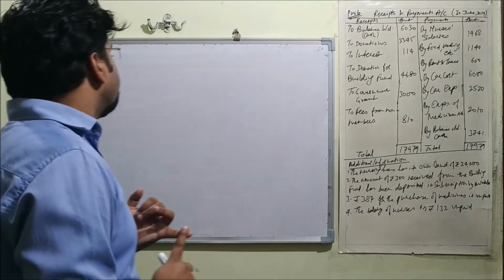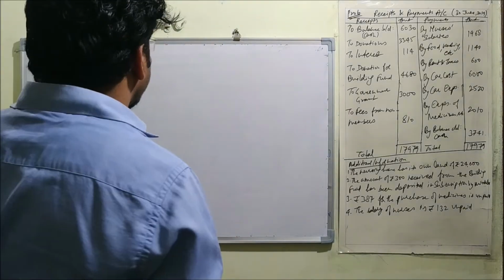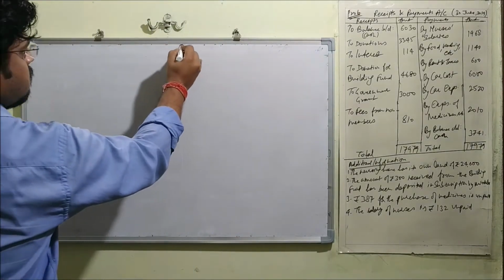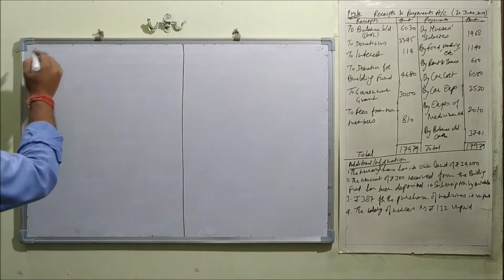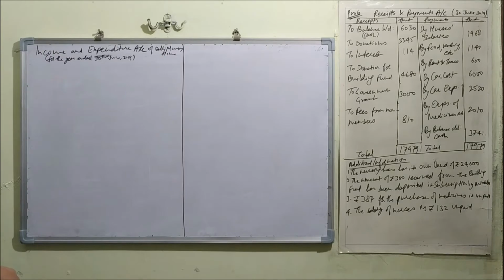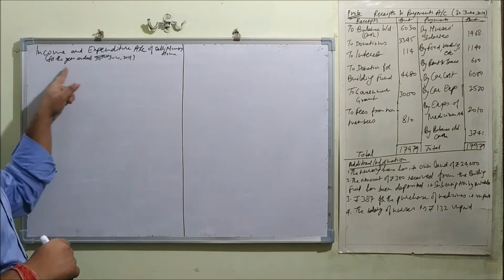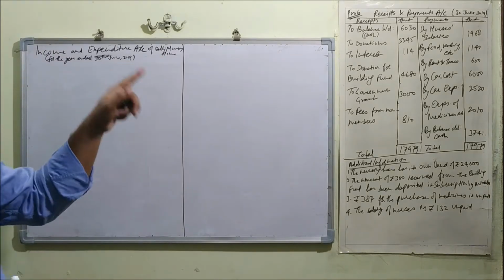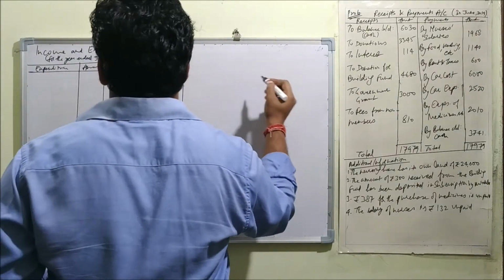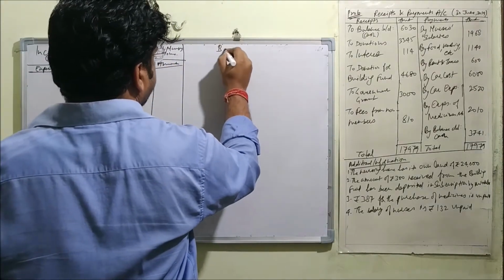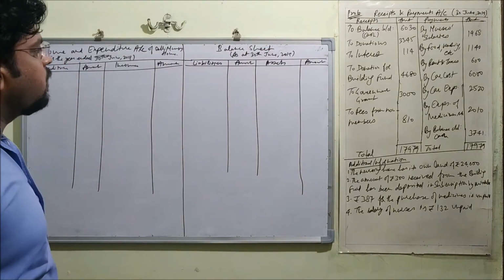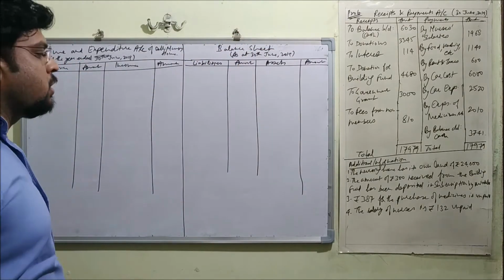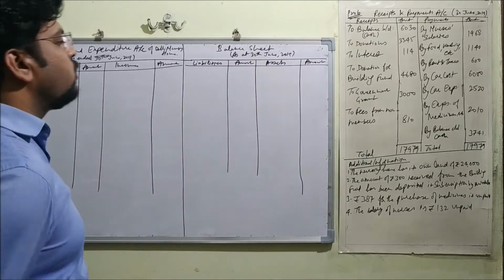Very first we are going to prepare the income and expenditure account. We just divide this into portions so that we can easily do that. So, income and expenditure account of Delhi Nursing Home for the year ended 30th June 2019, and we'll prepare the balance sheet also together. This is my way of doing the question. This is the income expenditure account and this is the balance sheet.